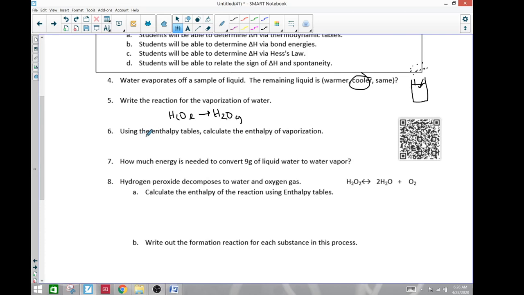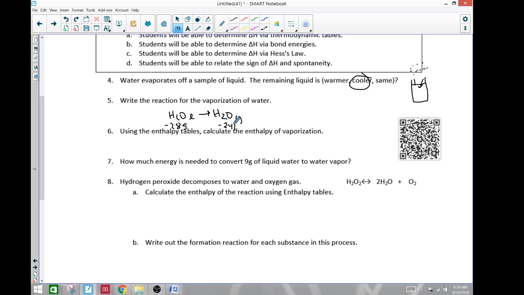Using the enthalpy tables, calculate the enthalpy of vaporization. I'll grab my workbook here. Like I said, I'm not going to be posting this on the screen for you. The liquid is negative 285. All right. And then this guy here is gaseous, and it's negative, by the way, negative 241.